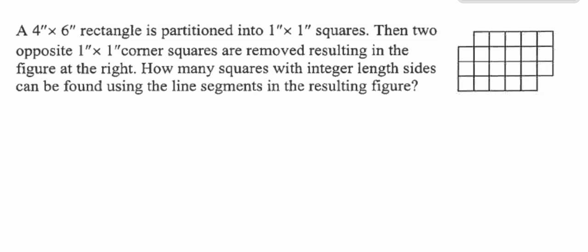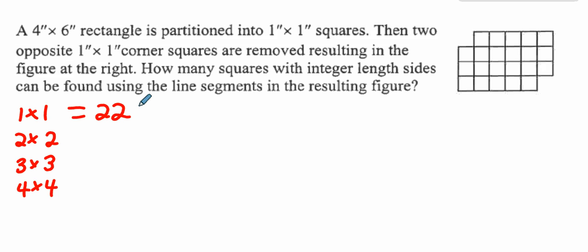So for this one, the best strategy to use, I think, would be to think about breaking it up into how many 1 by 1 squares might there be, how many 2 by 2 squares might there be, how many 3 by 3 squares might there be, and how many 4 by 4 squares. So what I mean by that, well, the 1 by 1 are quite easy. You just count up, and there would be 22 in total because there were 24, and then you took away.